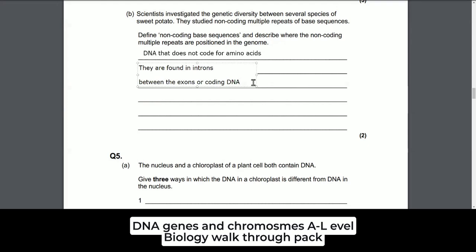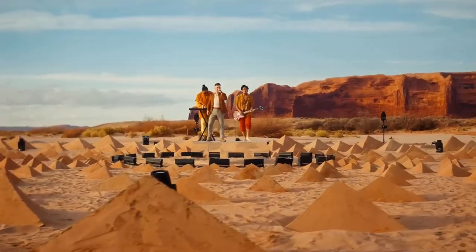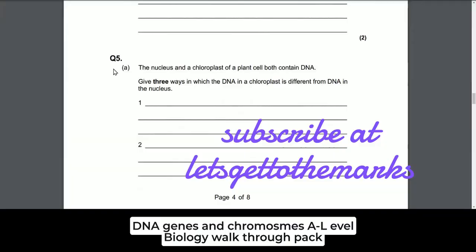Okay, so you get 1 mark for defining non-coding DNA, so it doesn't code for amino acids. You could have said polypeptides there. And then where do you find them? You find them in junk DNA called introns. You find them in between the exons, between the coding DNA. Awesome. Keep moving on.